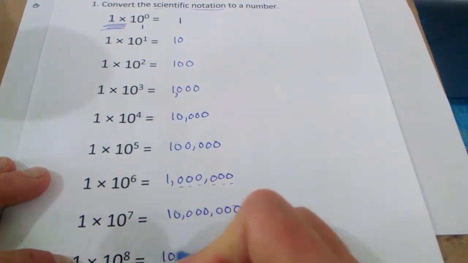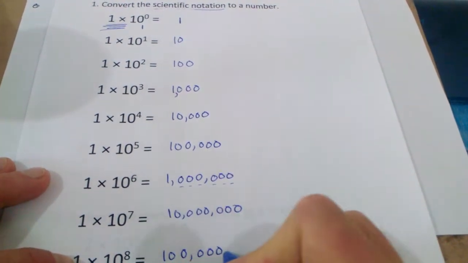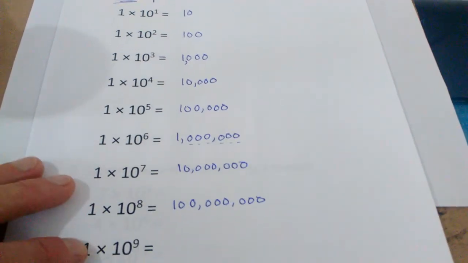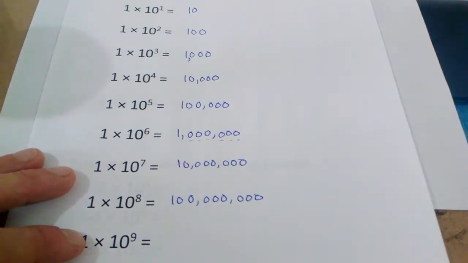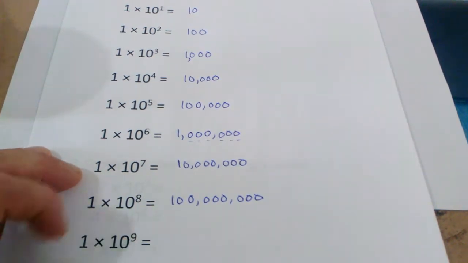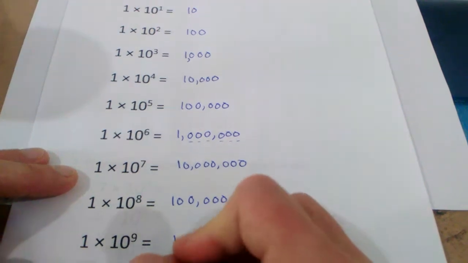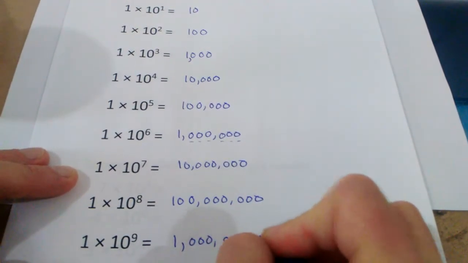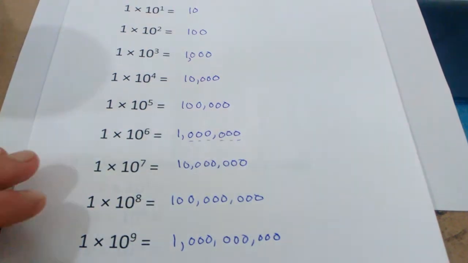1 times 10 to the 8th, 100 million. And now 1 times 10 to the 9th, again, we have a number divisible by 3. It's going to be 1 billion. You're going to have 3 sets of commas. Billion, our first 3 comma number.